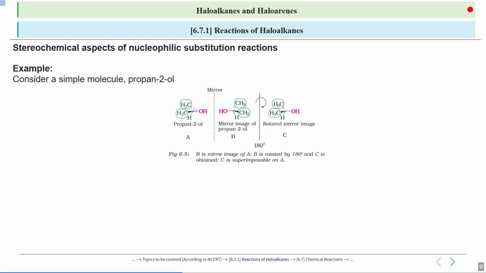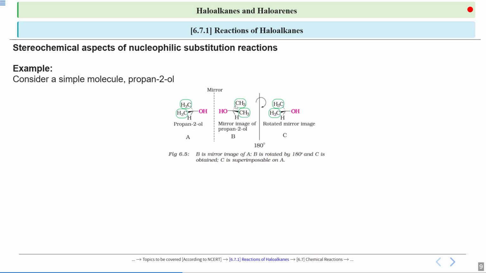One is outside the plane and one is inside the plane. And there is one hydrogen in the plane, and the hydroxyl group, which is also on the same carbon. This is propan-2-ol. Now you put a mirror and draw the mirror image of this propan-2-ol. You will get this kind of structure, which is structure B, let's say. This is the mirror image of propan-2-ol, where OH will be here, carbon will be here, and hydrogen and two methyl groups are attached to it.